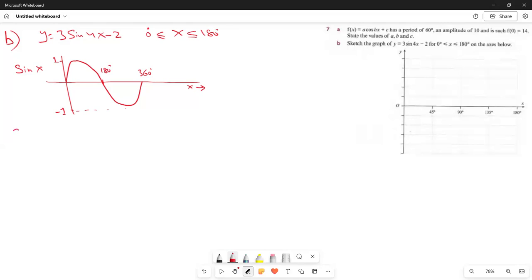Now what about sine 4x? 4x means the frequency is 4 times more. So we have shrunk the graph along the x-axis 4 times. So now in 360 degrees, instead of one complete cycle, it will go through 4 complete cycles. Or in 180 degrees, it will go through 2 cycles. It means it will go 1 cycle and 2 cycles. Oh, sorry, I made a mistake.